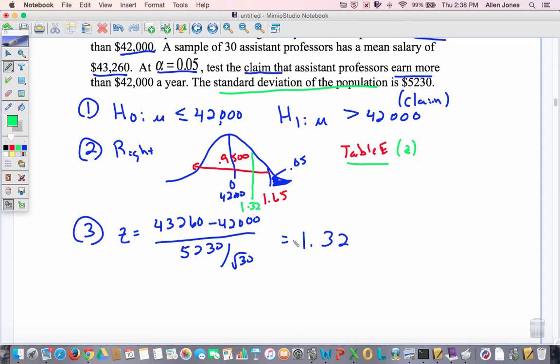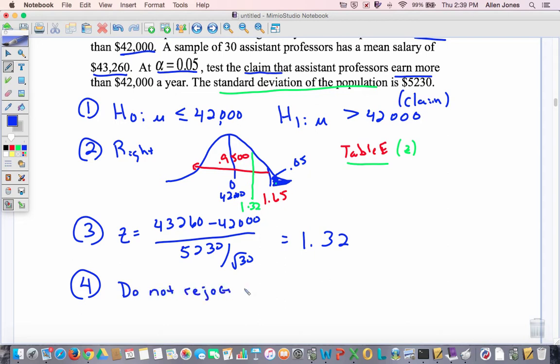Okay, so I'm going to take that test score back up to my curve up here. Notice 1.32 is going to fall between 0 and 1.65. If you recall, we shaded here based on the alternative hypothesis. So any test score that lies in the shaded area would say my alternative hypothesis is true. In this case, my test score lies in the unshaded area, which means my null hypothesis is true.